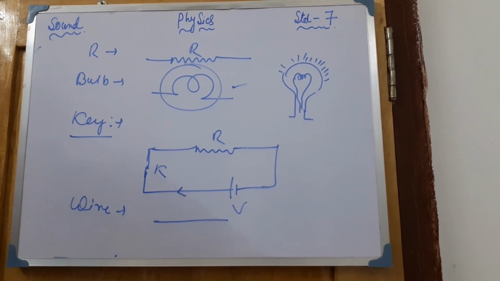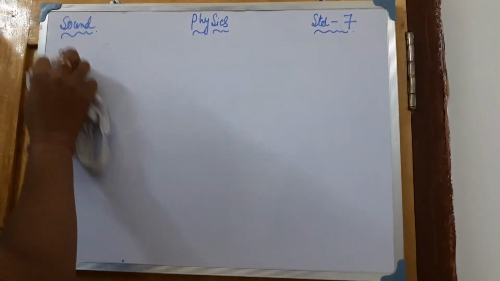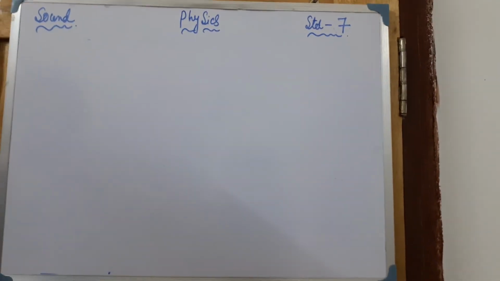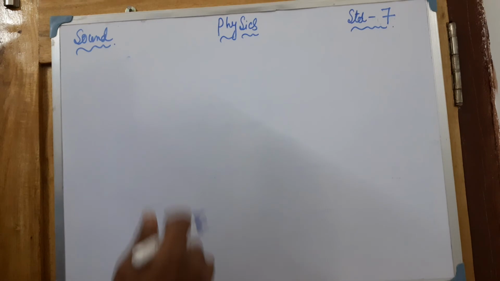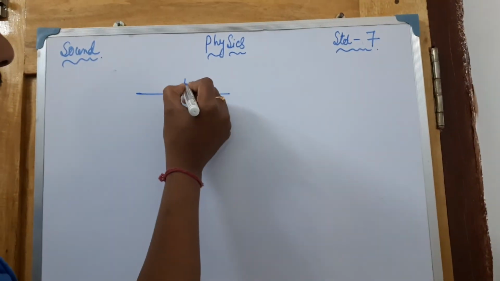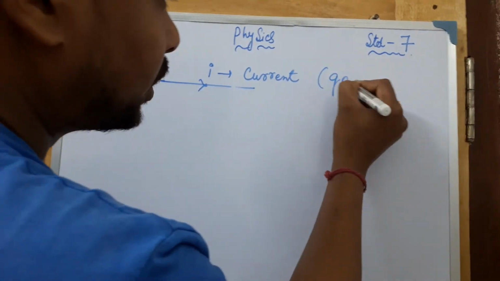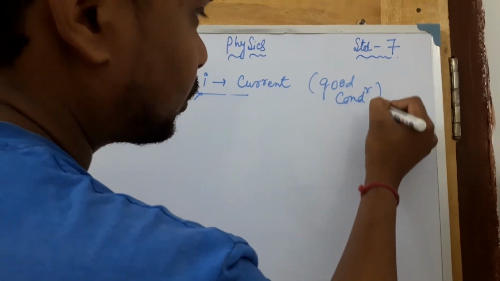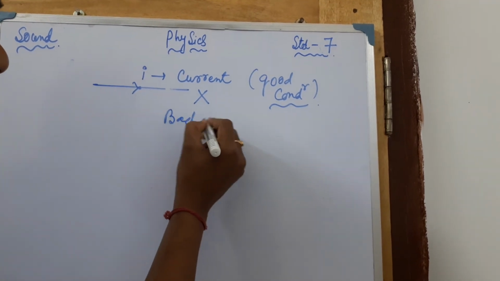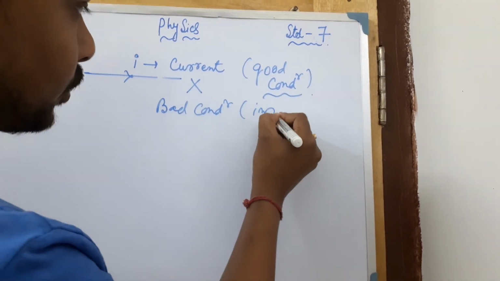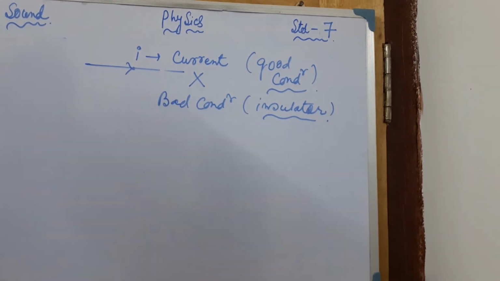Good conductors, bad conductors, or insulators. Good conductor means what? One through which current can pass. If current I can pass through any material, then this is called a good conductor. Clear? If it cannot pass, then this is known as a bad conductor, or sometimes an insulator, depending on the charges or the combination of charges. So this is the thing.